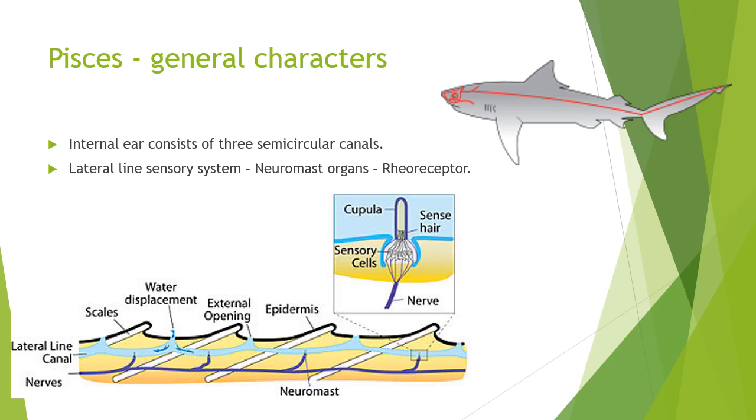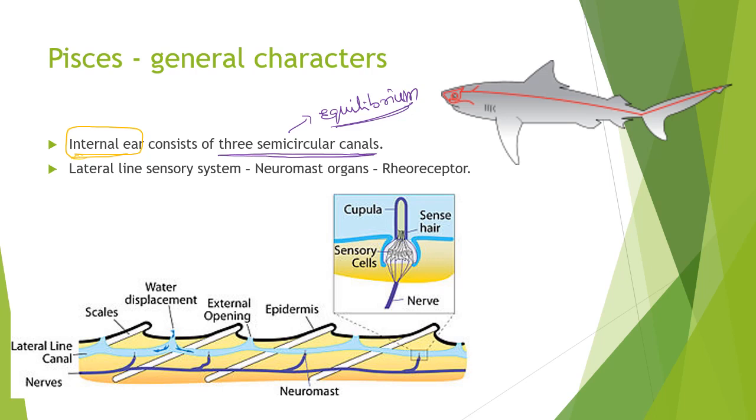And after that, internal ear. Actually ear has three parts: external ear, middle ear and internal ear. But in fishes we will see only internal ear. Okay, this internal ear consists of three semicircular canals. These semicircular canals are helpful to maintain the equilibrium of the fishes. So during the swimming చేసేటప్పుడు ఈక్విలిబ్రియం ని మెయింటైన్ చేయడానికి ఉపయోగపడుతుంది.